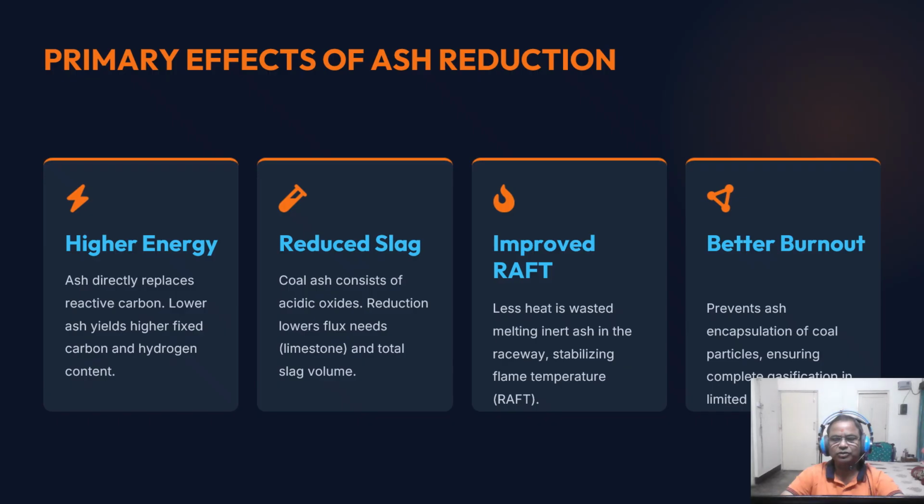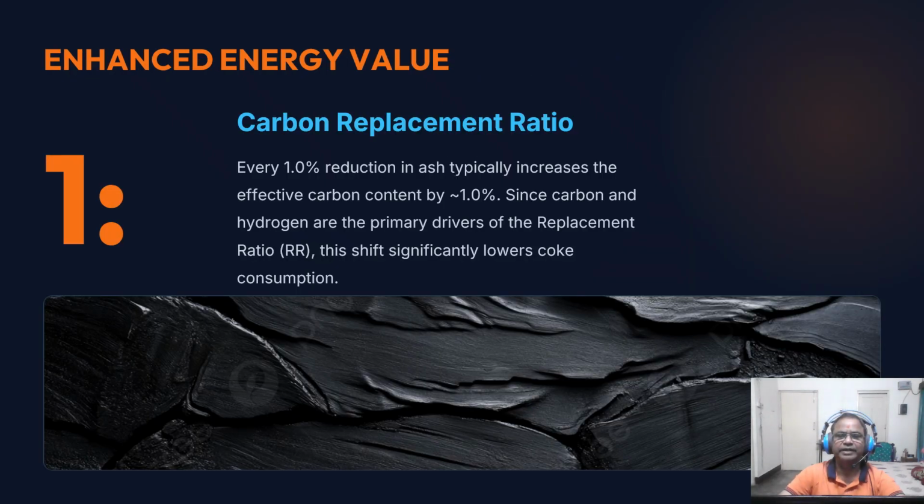So by stripping out the inert ash, we are directly replacing dead weight with the reactive carbon and hydrogen. So these ensure that we are not wasting thermal energy melting stone when we should be reducing iron ore. So this lead us directly to the 1:1 energy rule, that we are going to discuss in the subsequent slide, is the 1:1 rule.